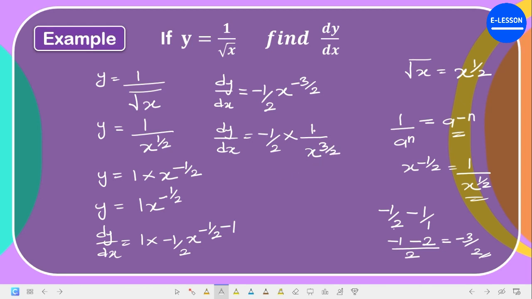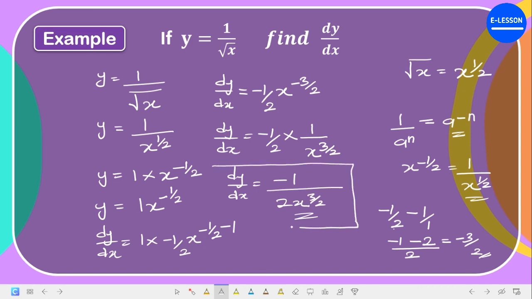Now minus 1 times minus 1 times 1 will give us dy over dx is equal to minus 1 times 1 is minus 1 all over 2 times this will give us 2x to the power of 3 over 2, and this is the answer to this question. Okay, this is the answer to this question.